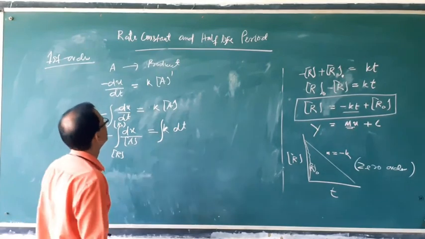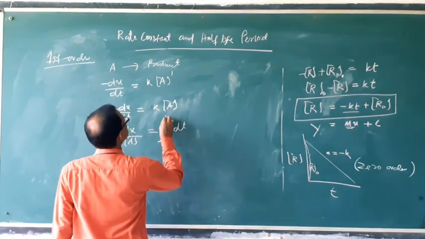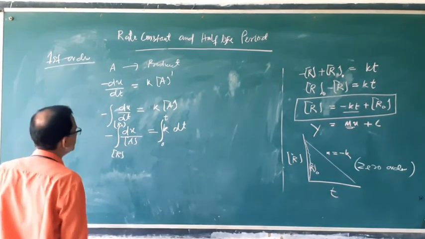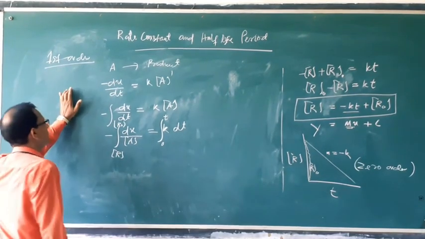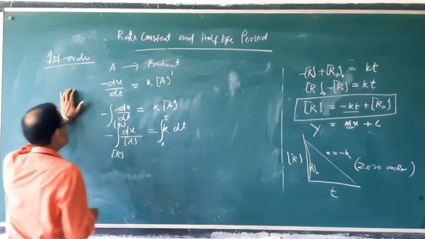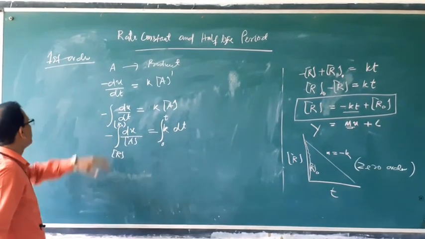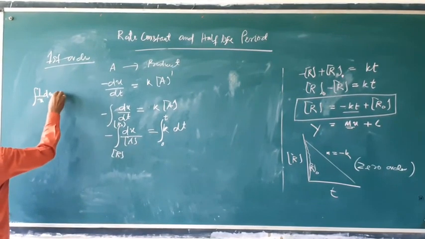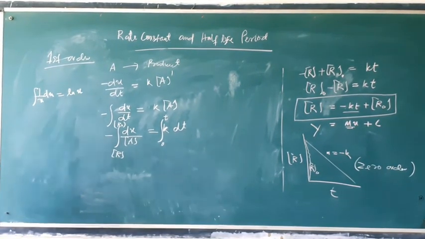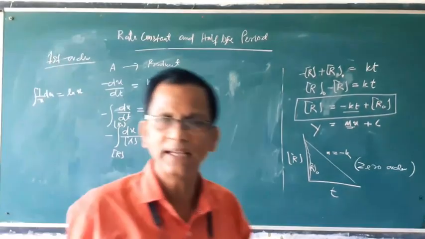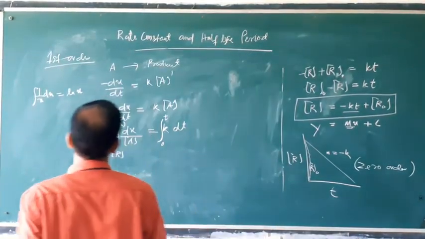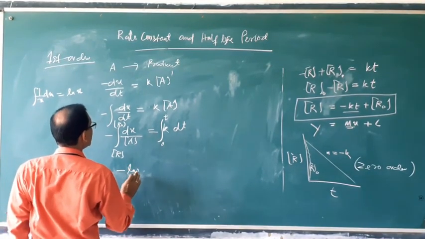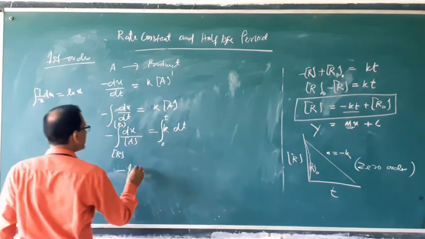Then your K 0 to T. Then what is the value here? That will be integration of 1 by x. Integration of 1 by x is equal to ln x. You have to remember, integration of 1 by x is called ln x. So here the value will be minus ln x. You take ln x, no problem.